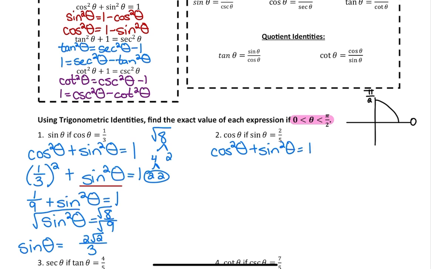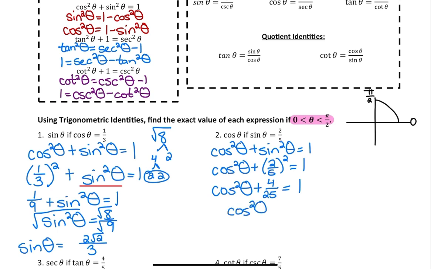We were given that sine of theta is equal to 2/5, so we can replace sine with 2/5 and square it equals 1. 2/5 squared is 4 over 25. Then we can subtract 4/25 from both sides, and we'll have cosine squared theta is equal to 21 over 25.